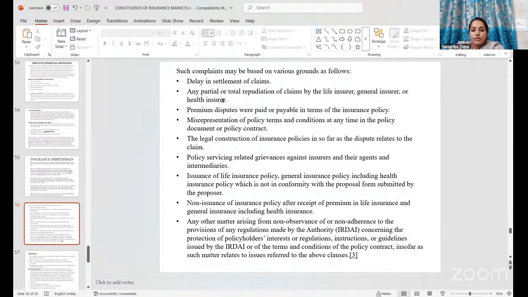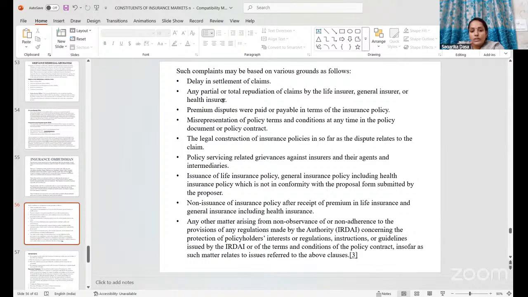Non-issuance of insurance policy after receipt of premium in life insurance and general insurance, including health insurance. Non-issuance of insurance policy: after the premium is paid in life insurance or general insurance or health insurance, if the insurance policy is not received by the policyholder, then they can raise a complaint with the ombudsman.